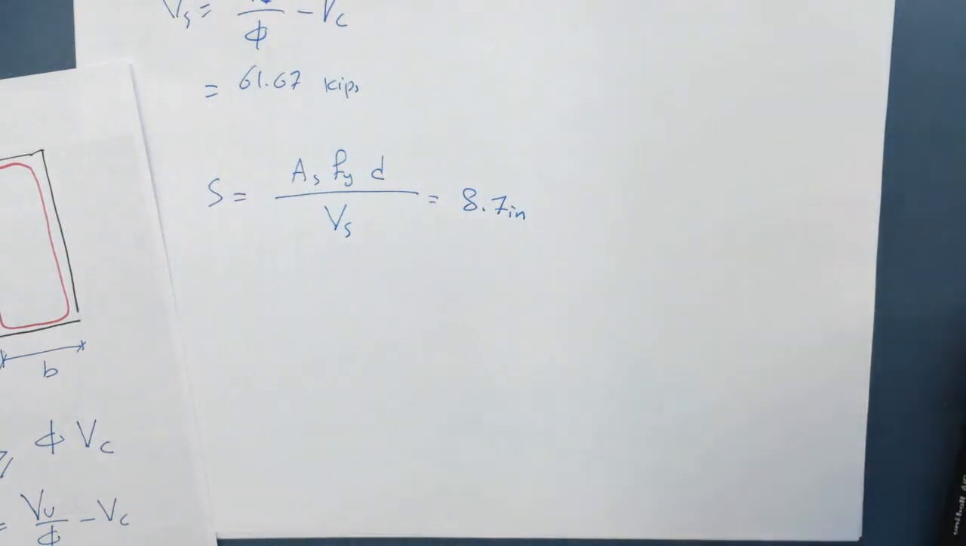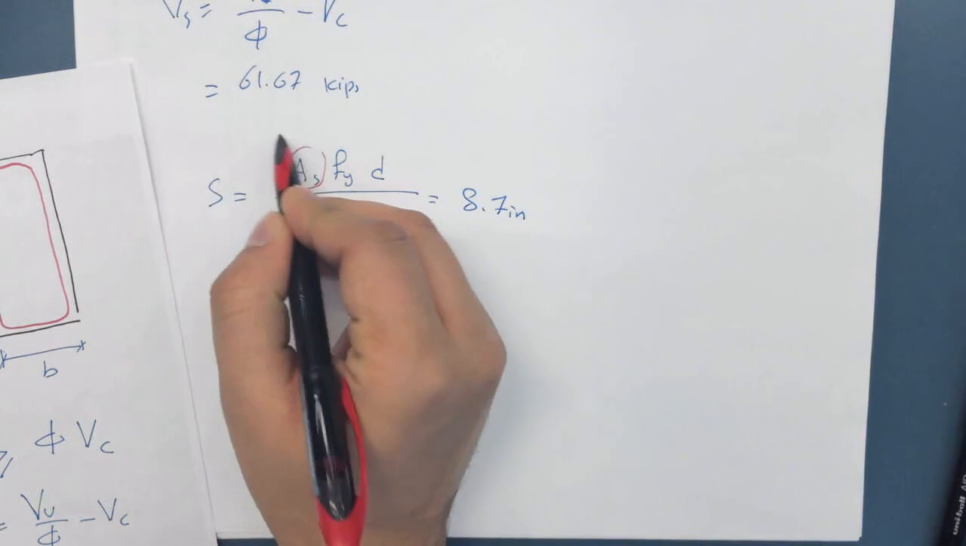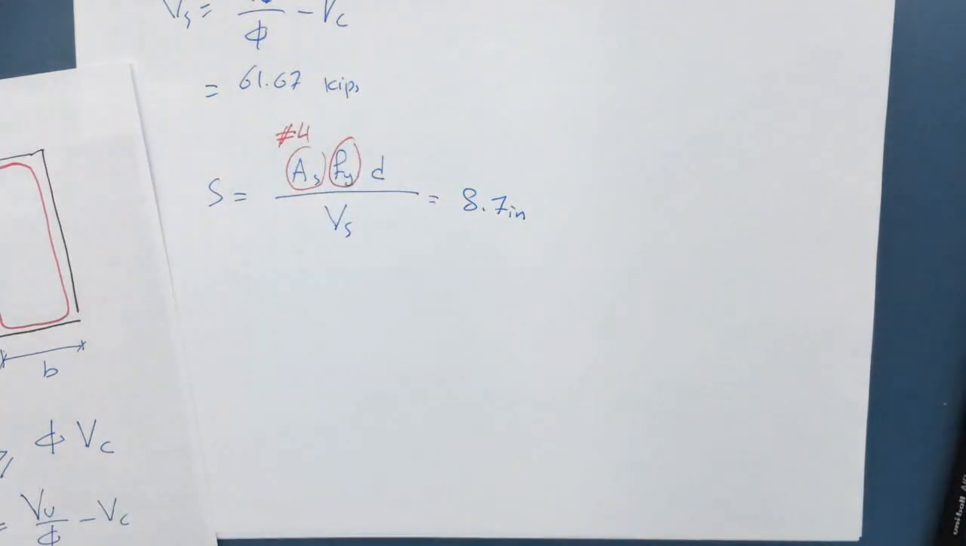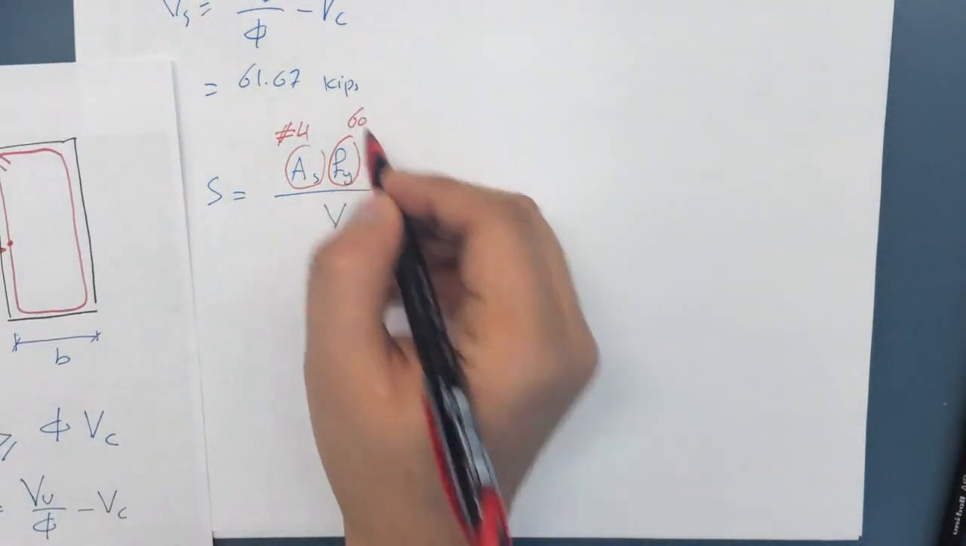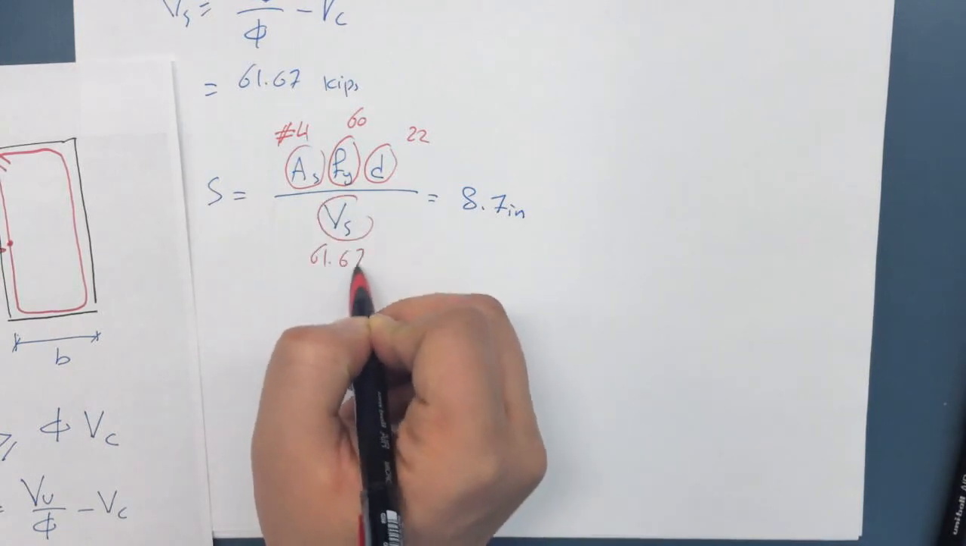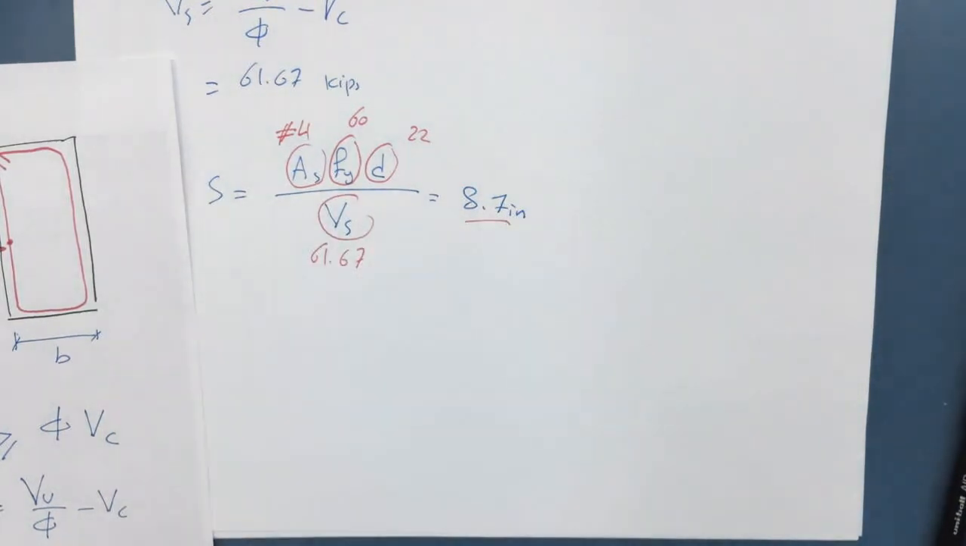So this is something we have. This is from a number 4 rebar. I think that's 60 psi. Yes, it's 60 psi. This depth here is 22, and this is 61.67. So from here we get the spacing.